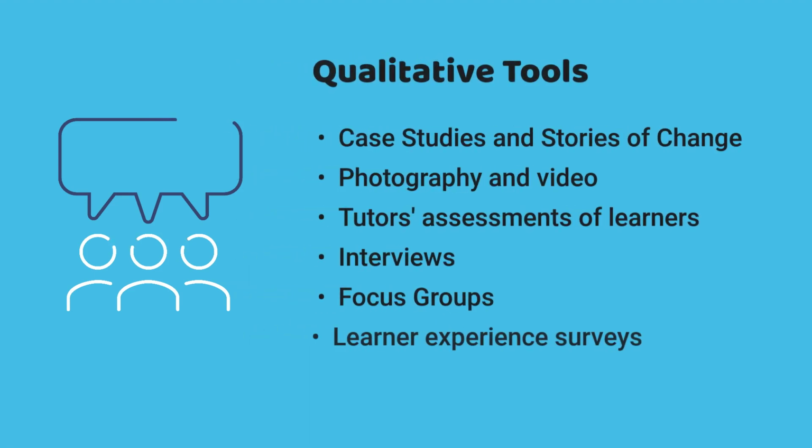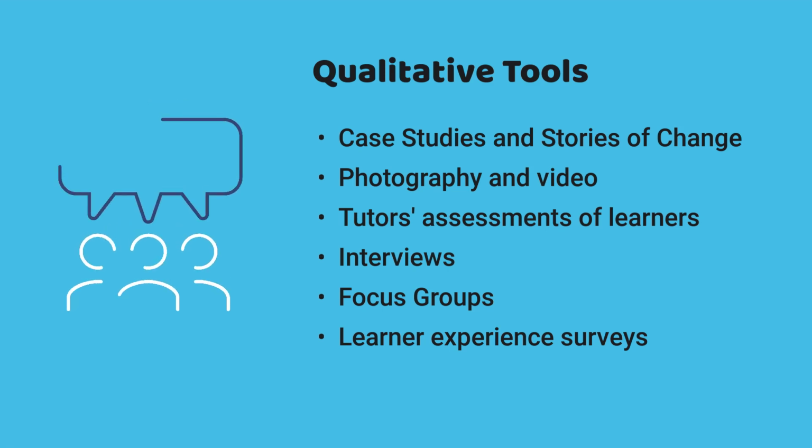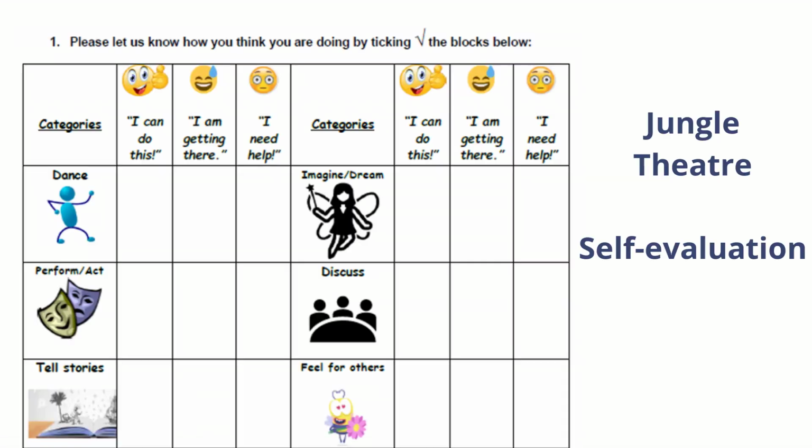Examples of some qualitative tools are case studies and stories of change, photography and video, tutors' assessments of learners, interviews, focus groups, and learner experience surveys, which can also be used in quantitative data tools. This is an example of a self-evaluation tool used by the organization Jungle Theatre Company. Instead of numbers, the tool uses phrases and icons to evaluate the learner's experience and progress in the program.